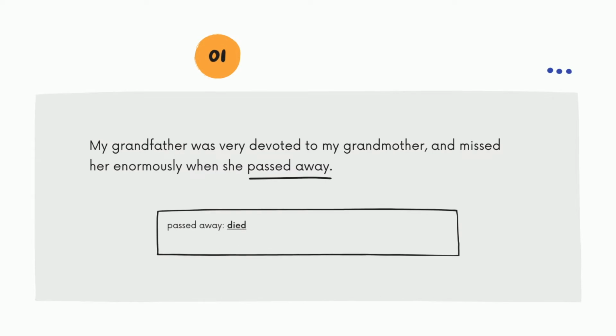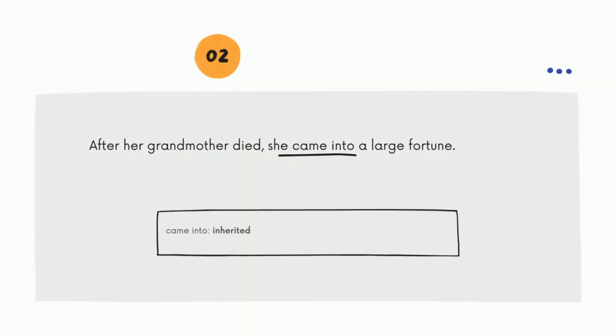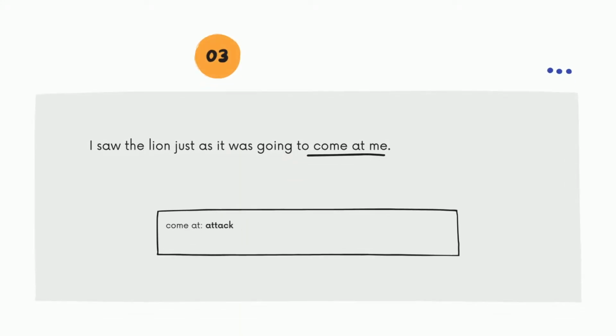My grandfather was very devoted to my grandmother, and he missed her enormously when she passed away. Passed away here means died. After her grandmother died, she came into a large fortune. Came into here means inherited. I saw the lion just as it was going to come at me. Come at here means attack.